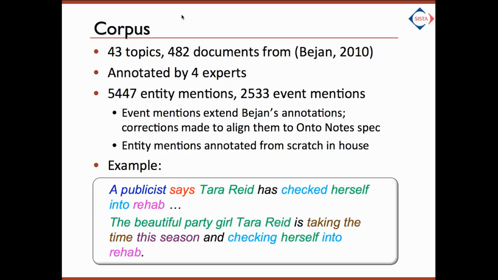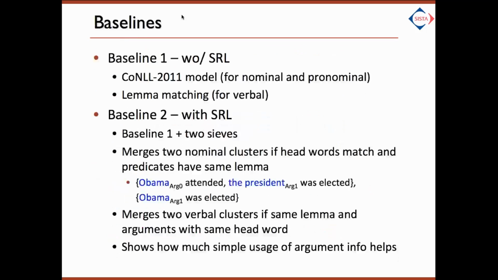And we built two baselines, sorry. So baseline 1 is the Lee et al. model from 2011, the model I described previously, with an extra sieve for verbs. And we found out that for verbs, the best you can do with a deterministic model is simply matching the lemmas. It's very hard to do much better than that. Baseline 2 does a little bit better than that by looking at semantic role frames.